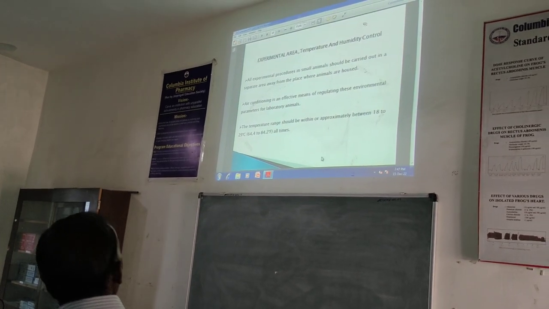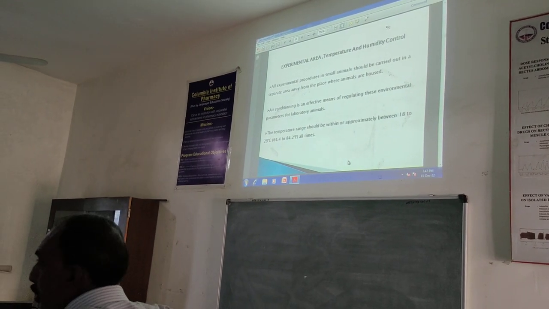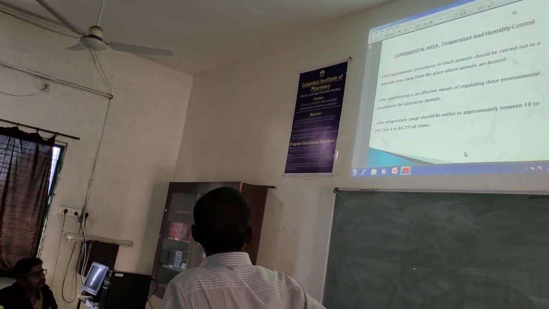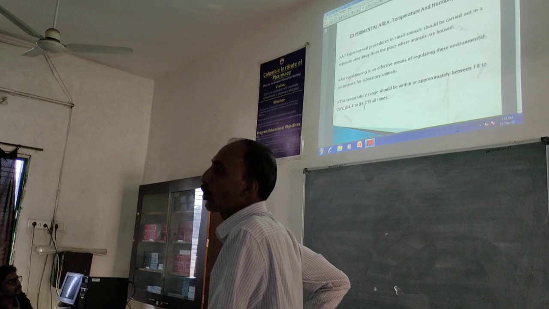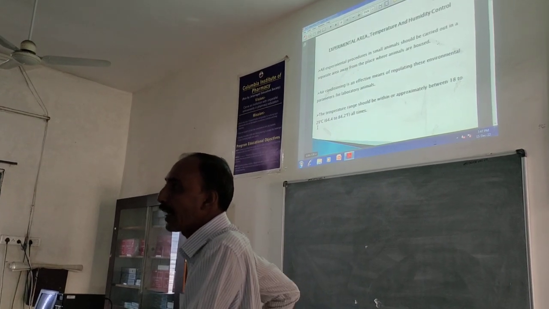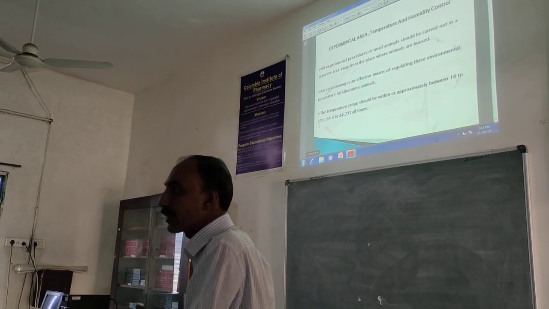Experimental area, temperature and humidity. Temperature should be between 18 to maximum 29. The optimum temperature required is 22 to 23 degree centigrade, where the animal will be kept very nicely.